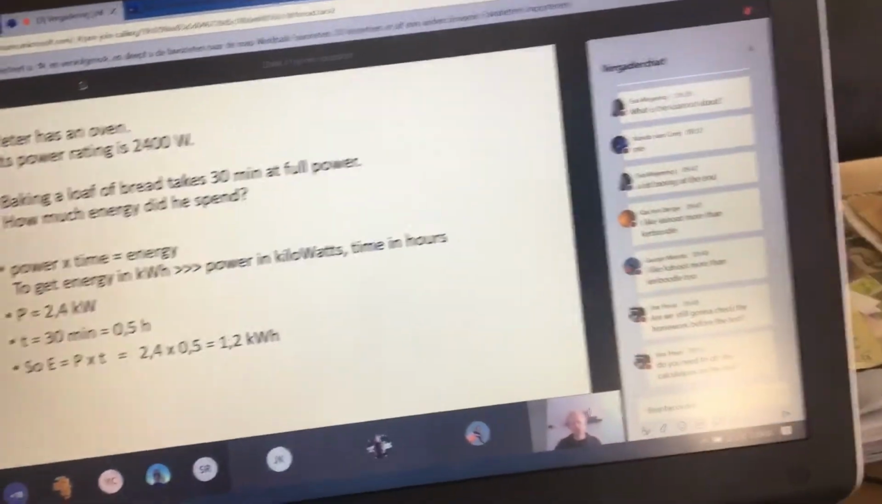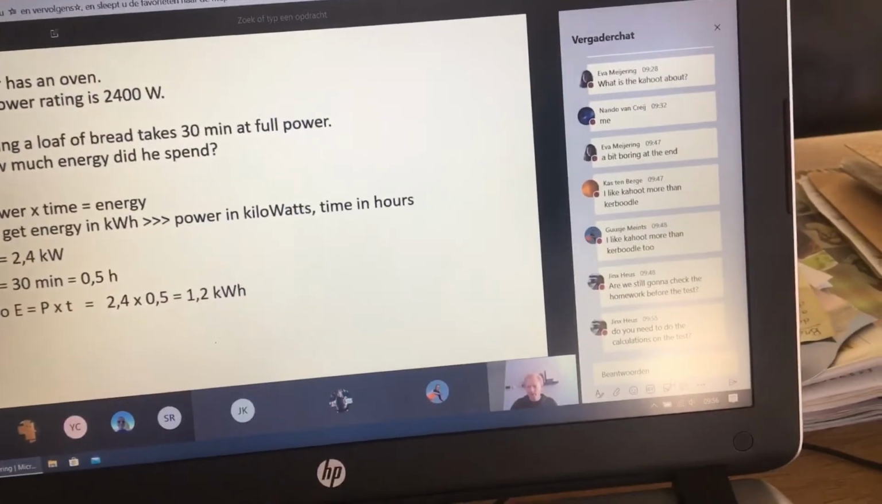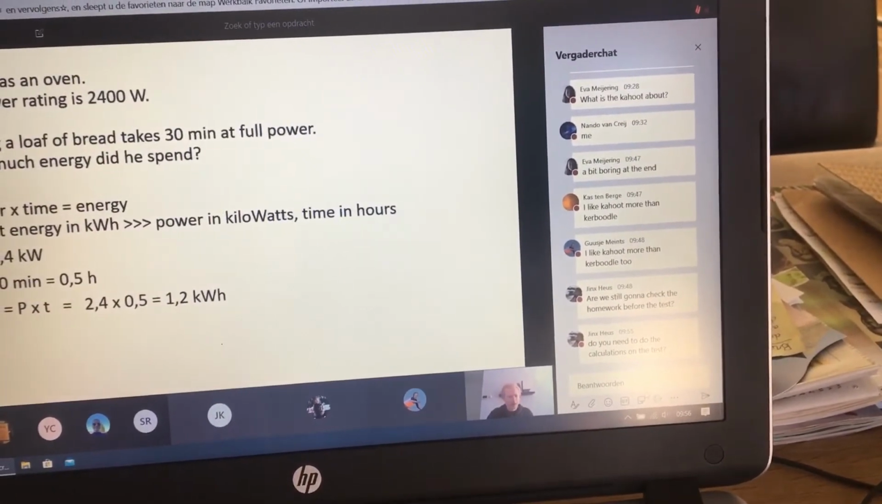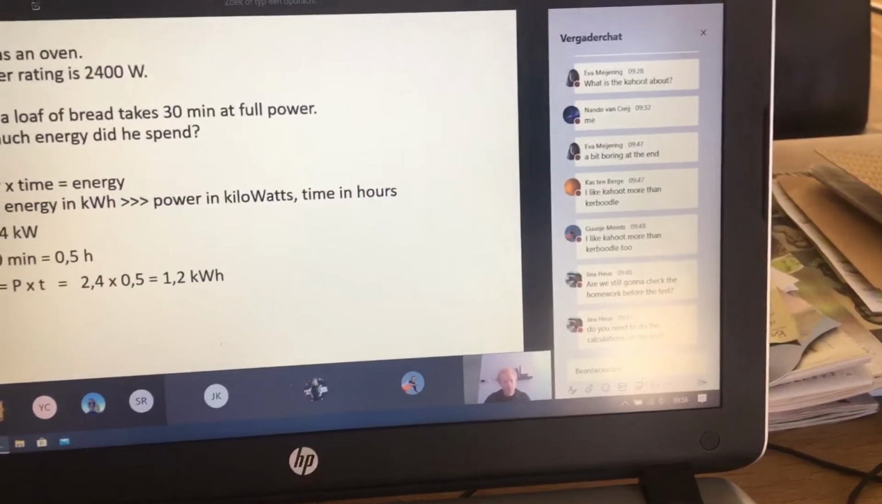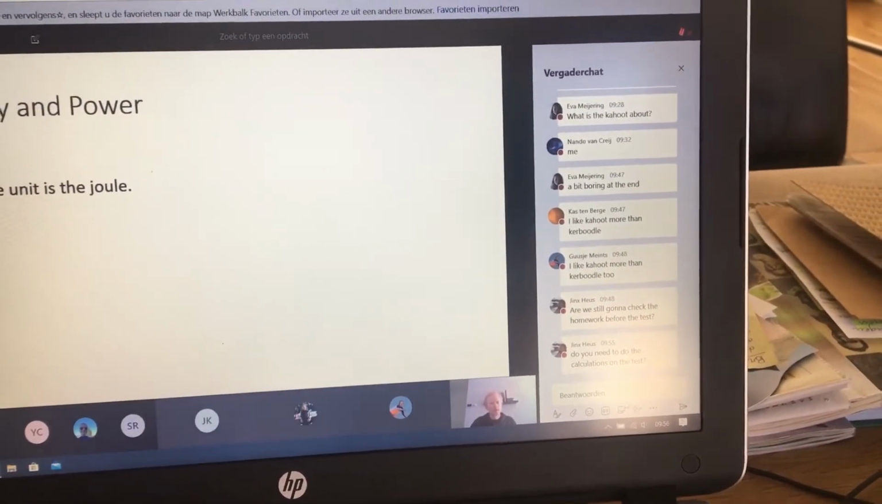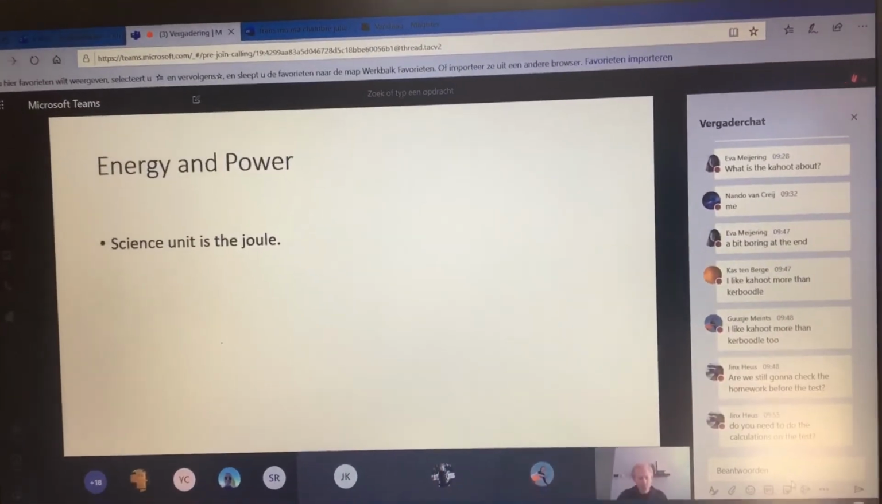sometimes in surprising ways. All right, do you need to do, Jinx, you need to be able to do them? Yes. Energy and power. So the science unit is joule.